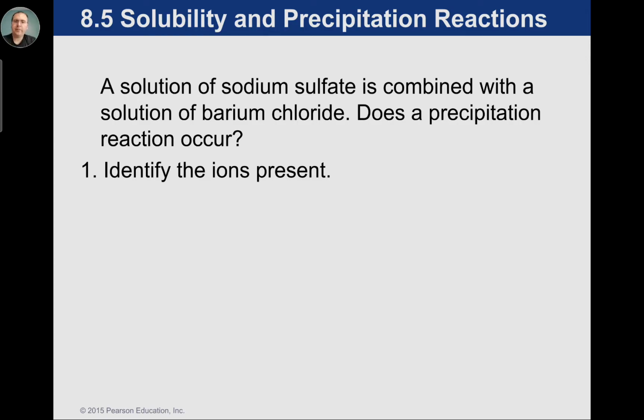So let's try an example. We have sodium sulfate and we combine it with barium chloride. How do we know what happens? Well, let's look at the ions first.